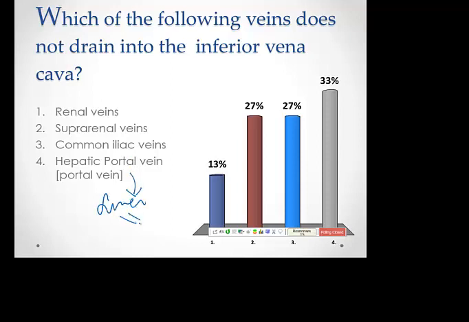From the liver, new veins start, which are called hepatic veins. And hepatic veins are the ones which go into the inferior vena cava, not the hepatic portal vein. So that's why I kind of gave you both names, hepatic portal and portal vein. So that's why that's the correct answer.